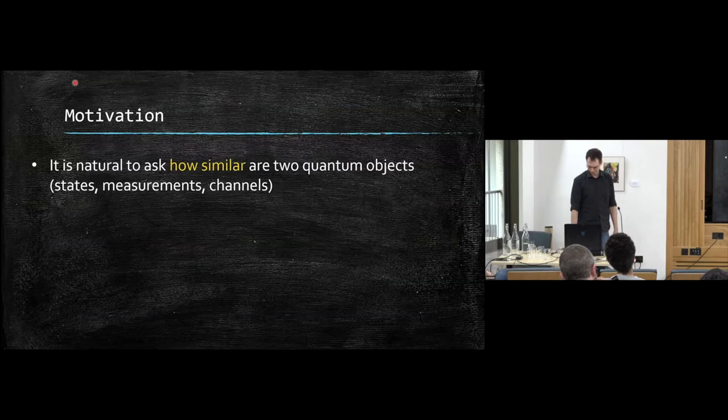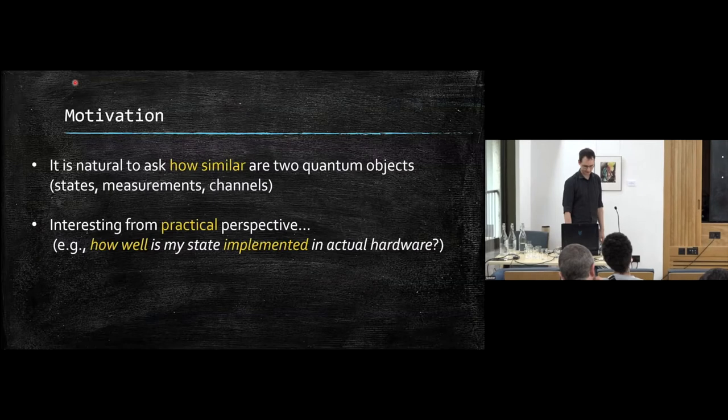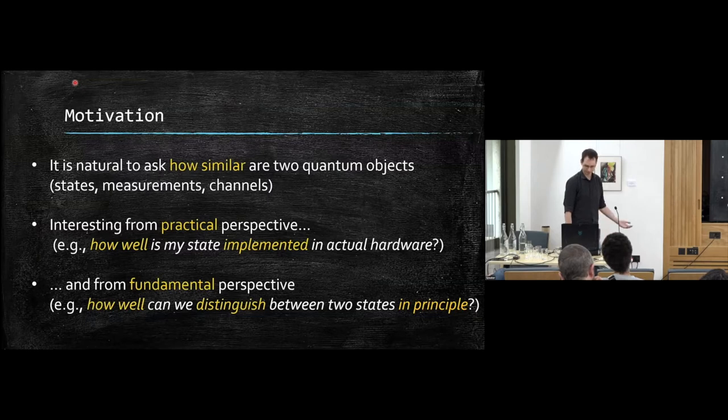And usually, you can think about this from two perspectives, like why the distances are useful. One practical perspective is, you have a quantum device and you want to ask how well your state is implemented. So you want some distance measure to compare it with. And from a fundamental perspective, as you probably all know, if you have two quantum states that are not orthogonal, you will not have the ability to perfectly distinguish between them. So you can ask how well you can do this in principle. What are the optimal strategies to distinguish between states? I'm talking mostly about states here, but everything I will talk about generalizes to measurements and channels. So just keep that in mind.